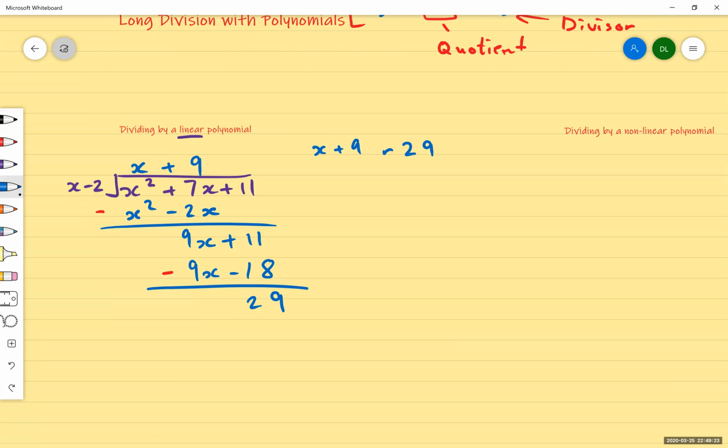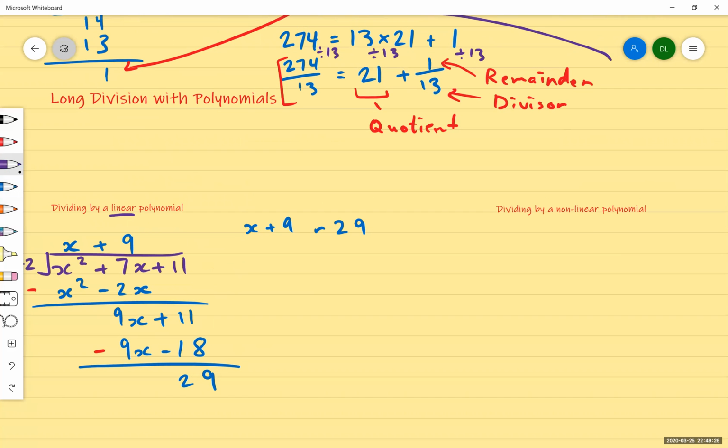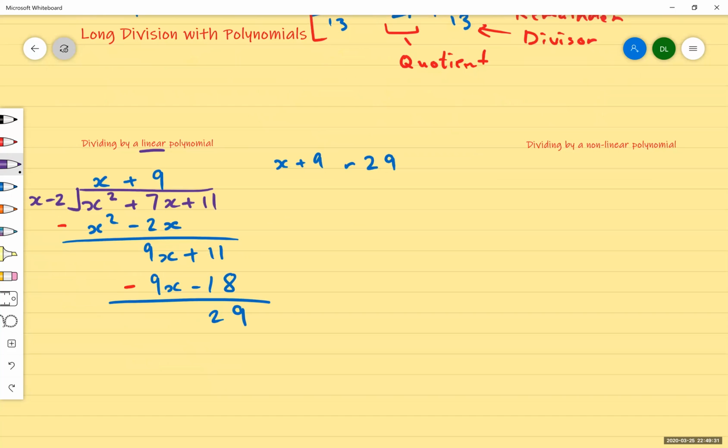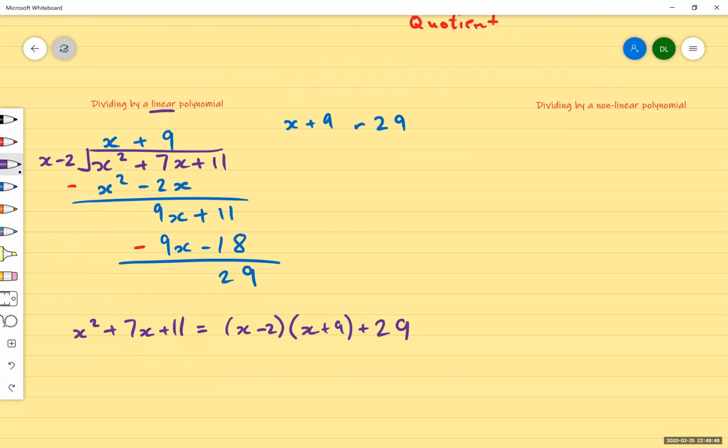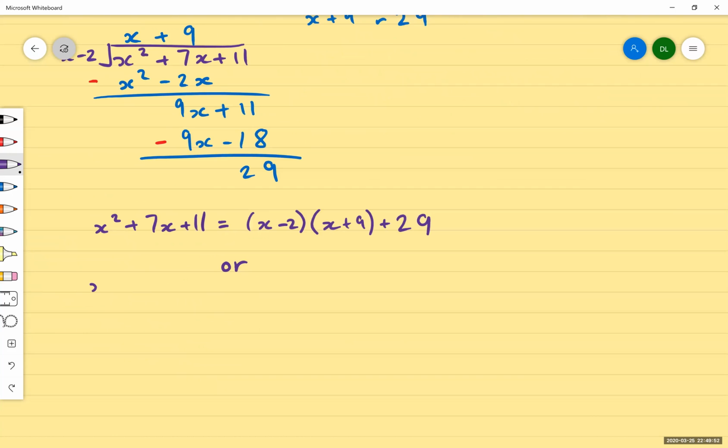If I was to write this using our understanding of what we got from up here, I can say that x squared plus 7x plus 11 is equal to our divisor, x minus 2, multiplied by our quotient, which is x plus 9, and then add the remainder 29. Or x squared plus 7x plus 11 divided by our divisor, x minus 2, is equal to x plus 9 plus our remainder over our divisor.